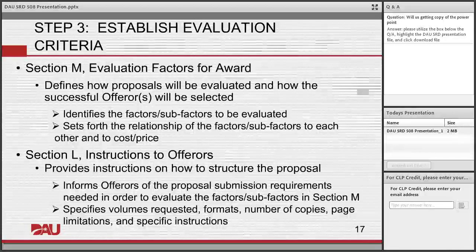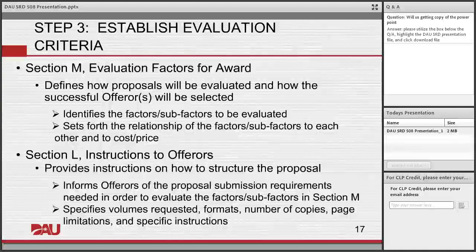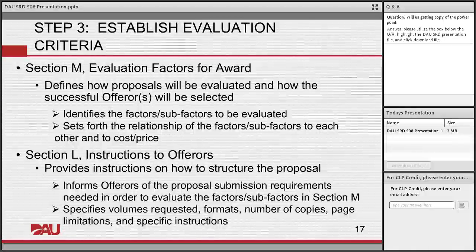We go into great detail to tell them it either has to be printed front and back or front only. What size font will we accept? What type font will we accept? And then we give them specifics about addressing each factor, maybe in a separate binder or in a separate chapter of their proposal. So we give them great detail.